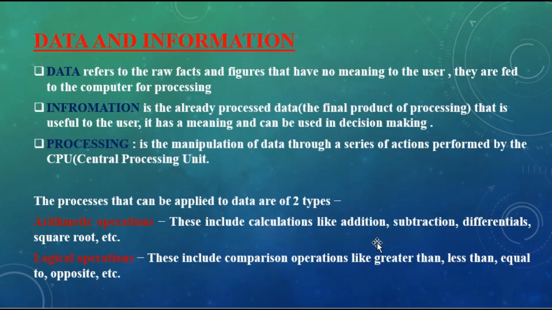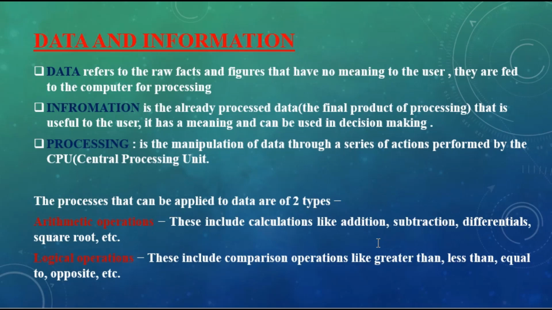In the computer, processing takes place. Now, what is processing? It is the manipulation of data through a series of actions performed by the CPU. This series of actions includes the arithmetic operations and the logical operations. We learn all this in our coming videos, but roughly, arithmetic operations are simple calculations like addition, subtraction, differentials, and square roots. Logical operations include comparison operations like greater than, less than, or equal. We also include the AND and OR logic operations.